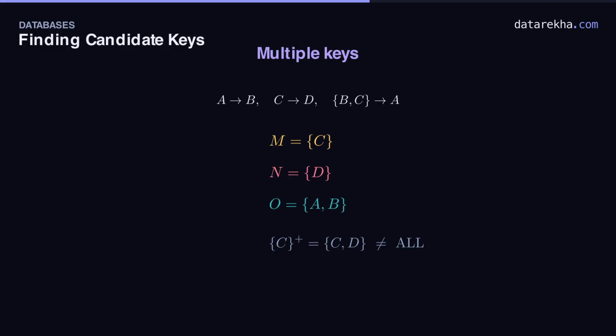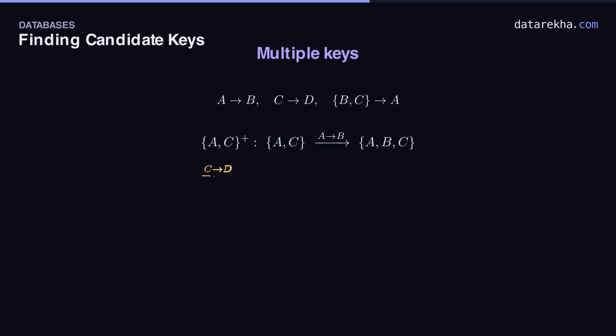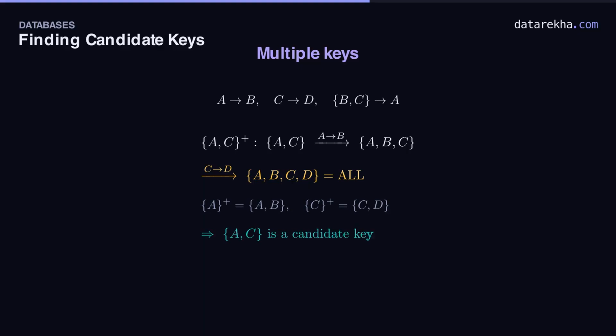So we start from C and reach for pieces of O. Close C by itself first. C gives D. But that's all, just C and D. Not a super key. So C alone won't do. Add A and close A, C. A gives B, so A, B, C. Then C gives D, and we hit all 4. And its halves each fall short. A plus is AB, and C plus is CD. So A, C is a candidate key.